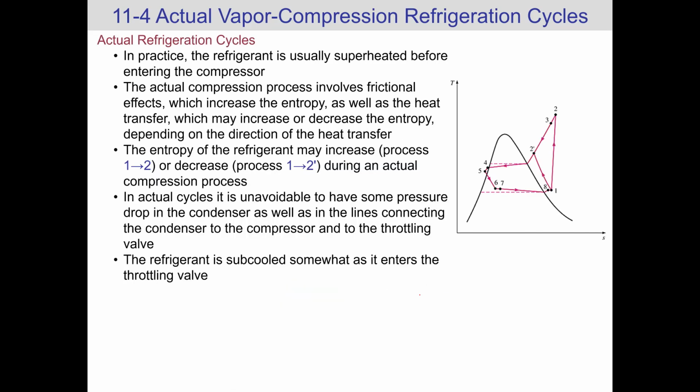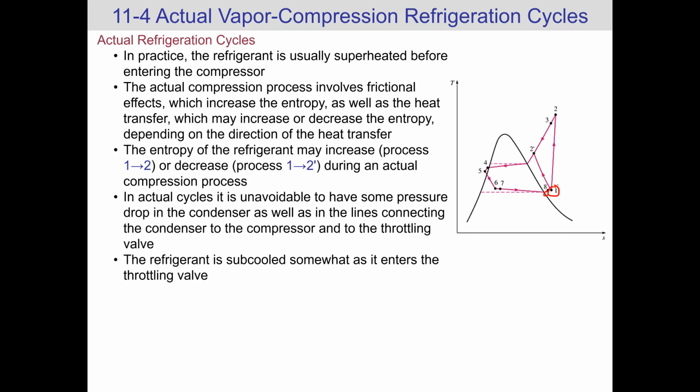But in practice, the refrigerant is usually superheated before entering the compressor, so it doesn't necessarily go in as a saturated vapor. It goes in more as a superheated vapor. And then the actual compression process involves frictional effects, which increase the entropy, as well as heat transfer, which may increase or decrease the entropy depending on the direction of the heat transfer. And then the entropy of the refrigerant may increase, as in process 1 to 2, or decrease, as in process 1 to 2 prime, during an actual compression process.